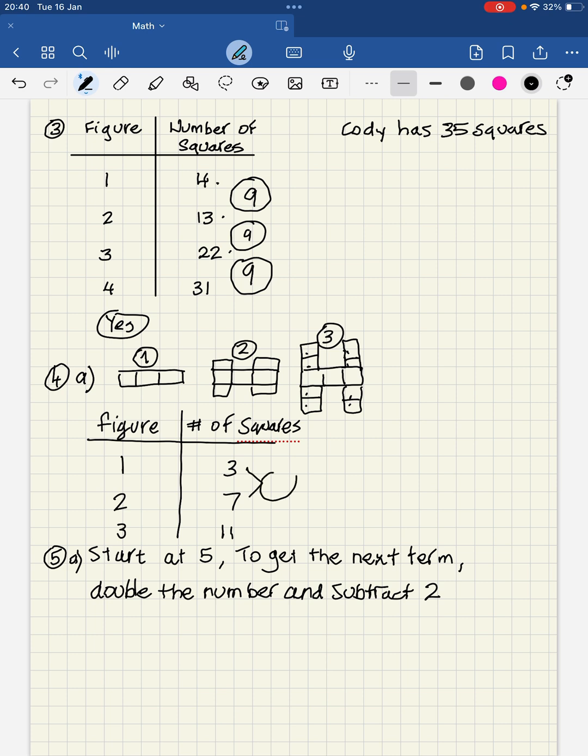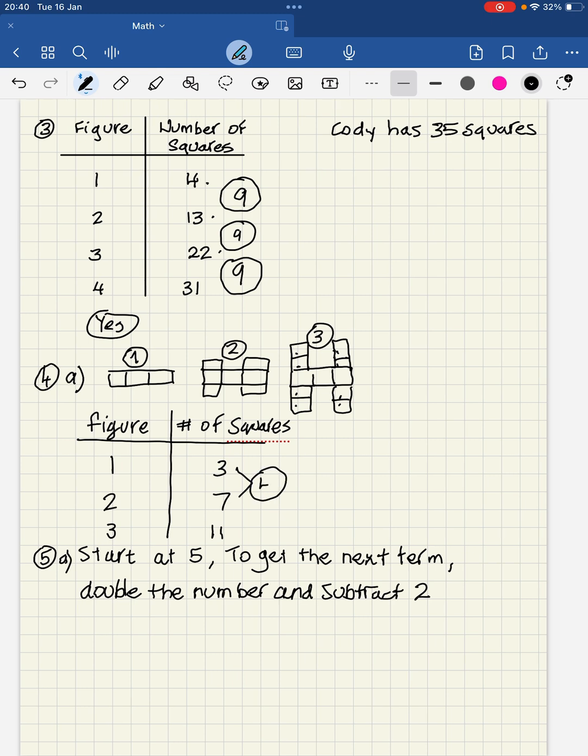So between there and there, we've got 3 plus 4 makes 7. 7 plus 4 makes 11. So then I don't have enough room, so I'm just going to do it over here. So figure 4 would have 11 plus 4, which would be 15. Right? So for A, the answer is figure 4 will need 15 shapes. So in your book, do that question and then do B. And we'll move on.